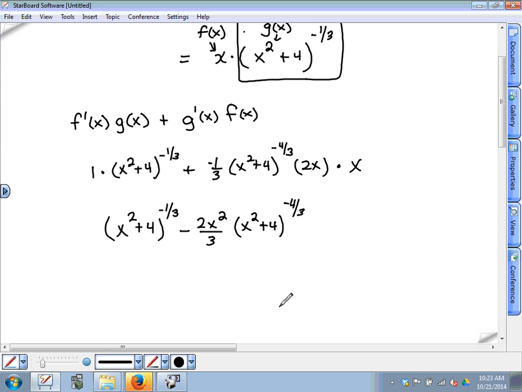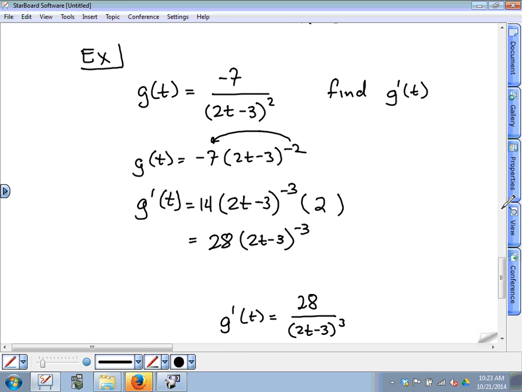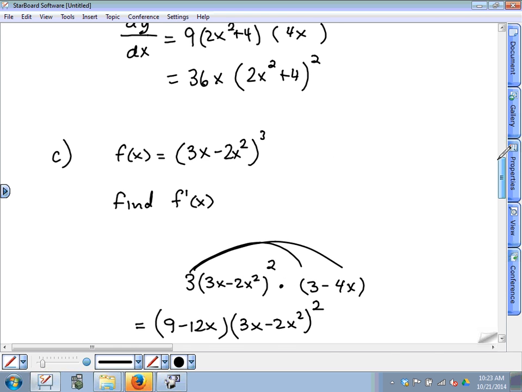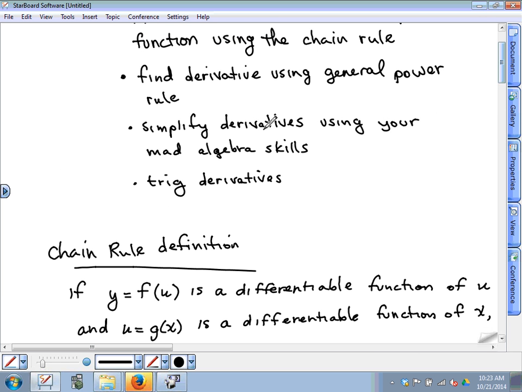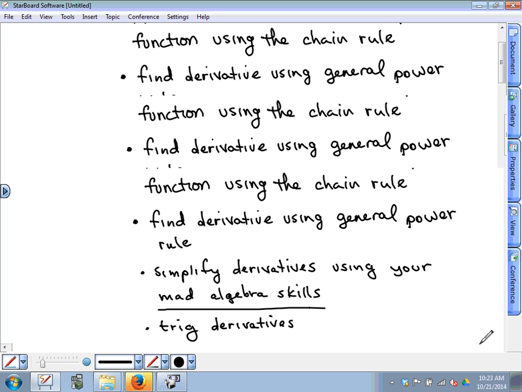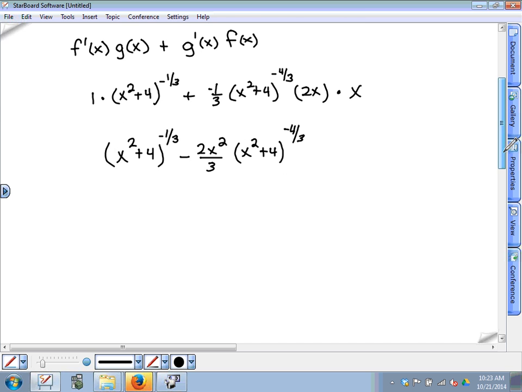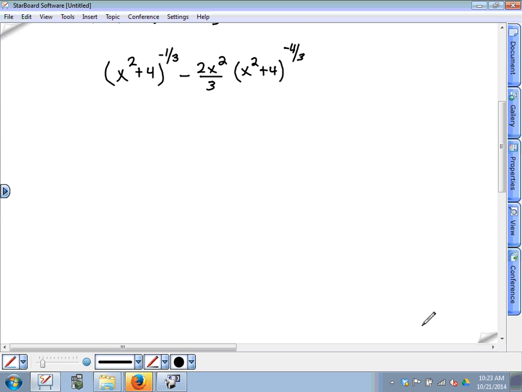Now what? Do you guys remember what one of the objectives was? Your mad algebra skills. We haven't even started using them yet. Until now. Good thing we've got mad algebra skills.